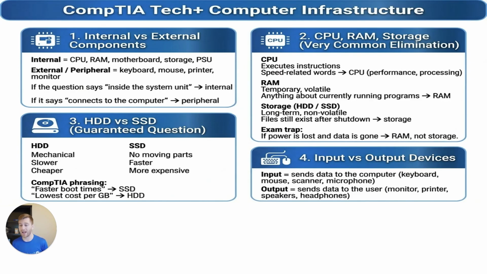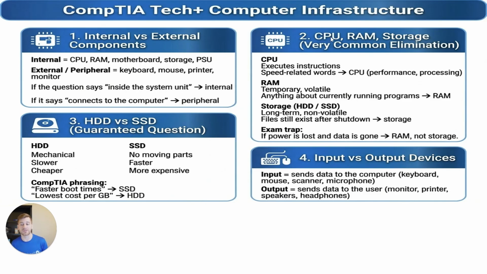Next up is our external components. Those are keyboards, mouse, printers, monitors. And if a question says something inside of a system unit, we're talking about internal components. If it says connecting to a computer or plugging into a USB port or connection, it's probably a peripheral.